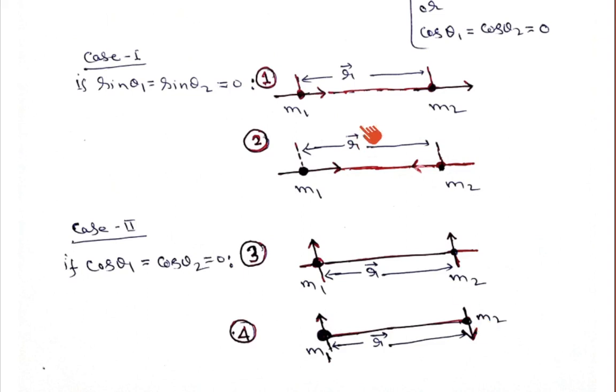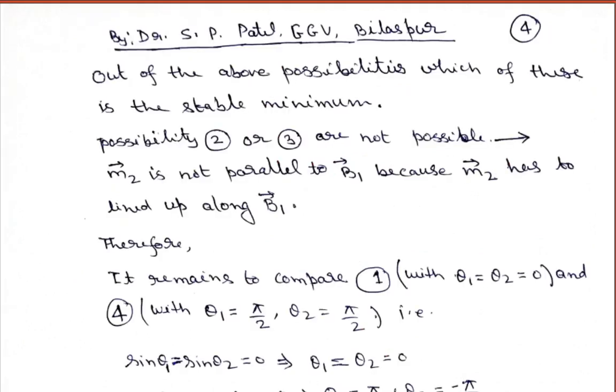Now let us explore these four possibilities of the alignment of the dipole, first, second, third and fourth. Out of these four possibilities, which is the more stable configuration, that is what we have to find out. If we analyze these results, out of the above possibilities, which of these is the stable minimum? If you see the second and third possibilities, I have written that they are not possible.